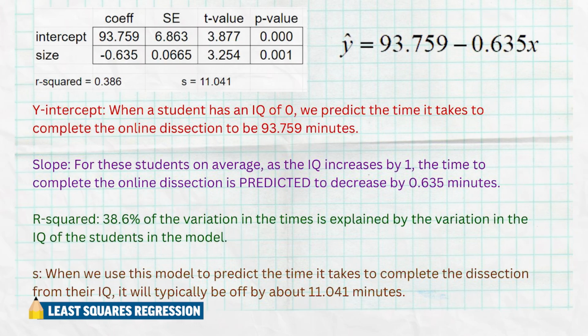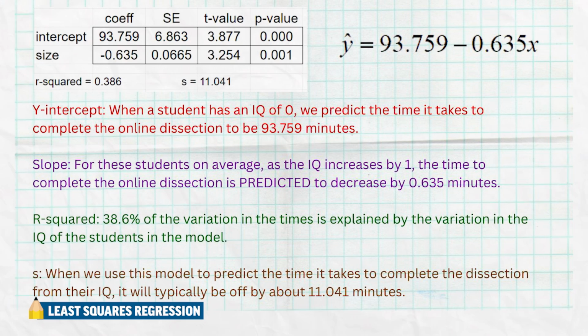Finally, we have S, and S tells us that when we use this line to take an IQ and predict the time to complete the dissection, we're typically going to be off by 11 minutes. The times range from about 10 to 60 minutes, so if you're off by 11 minutes and the range is only 10 to 60, that's kind of a lot. But that makes sense because this data plot has a lot of scatter to it. If we were to fill in the line of regression, we would see that a lot of the residuals are pretty large, which means typical values are pretty far off from what we would predict.